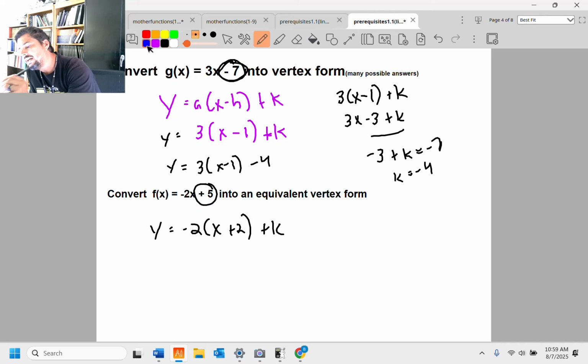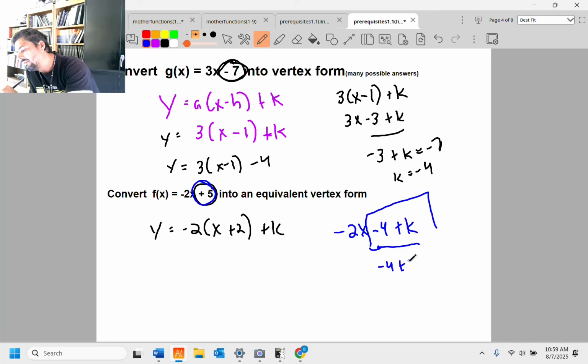Let's go off to the side. Think about the distributive property. -2x minus 4 plus k is what I have. I need these two pieces to be a positive 5. So negative 4 plus k must be a 5, which means that k must be 9. So here's my vertex form. Negative 2 times (x plus 2) plus 9.